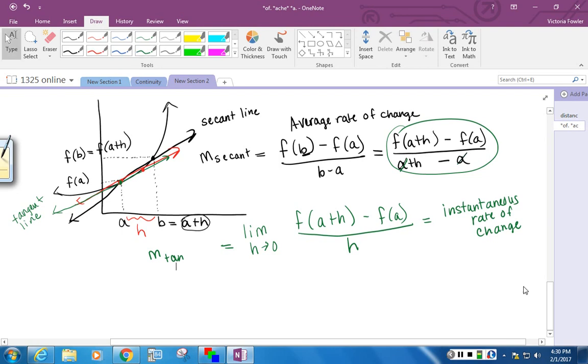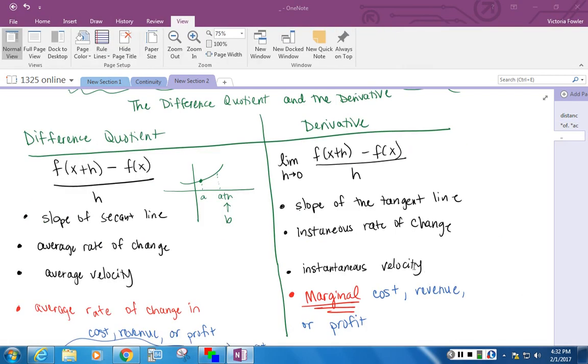Okay, now that's a lot to digest. So what we would call this difference quotient is the average rate of change. This would give us the slope of the secant line. It gives us average velocity. We would use this for the average rate of change in cost, revenue, or profit.